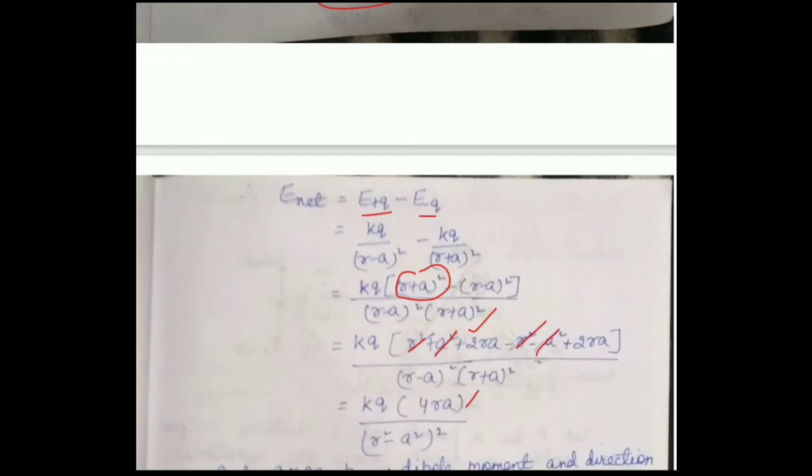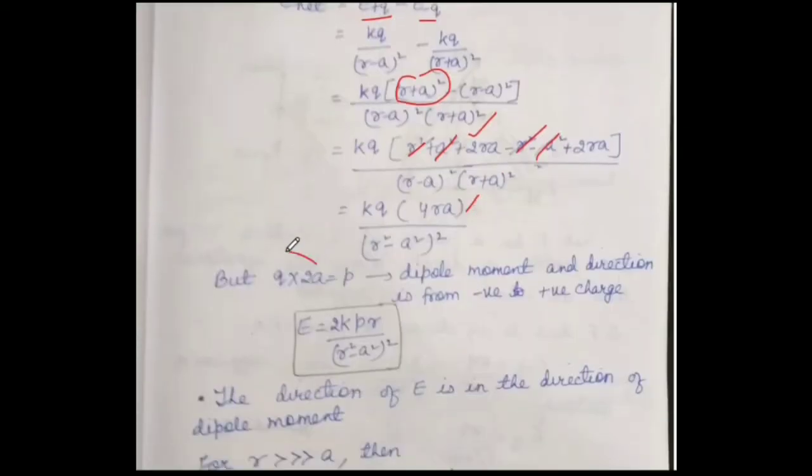And you know what the dipole moment p is? Dipole moment is the product of charge and the separation between the two charges. It means q into 2a, and the direction is from negative to positive charge. So here, if you take 2a separate from this side, 2a into q is p, so 2r is left here, twice k, r is left here, and you write q into 2a as p. So 2kpr by r square minus a square whole square.